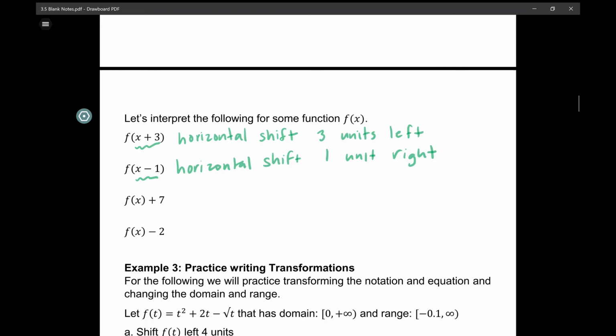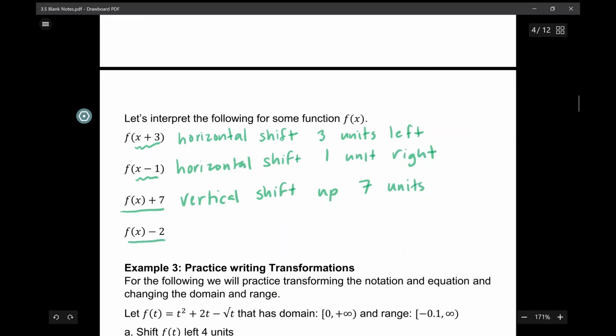F of x plus 7, now this is outside the function, so this is a vertical shift. Up 7 units. And f of x minus 2 is a vertical shift. Down 2 units.